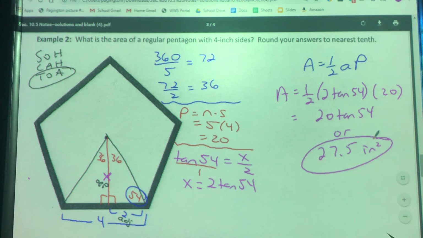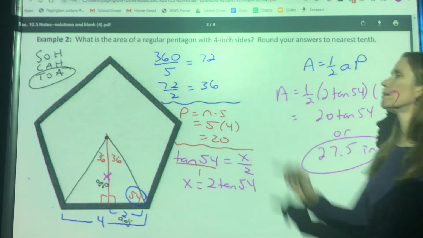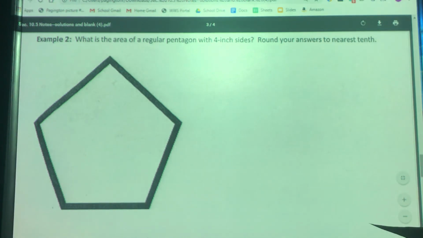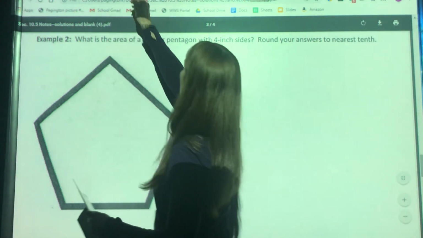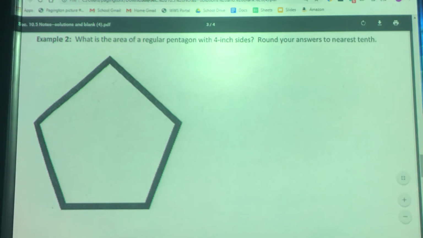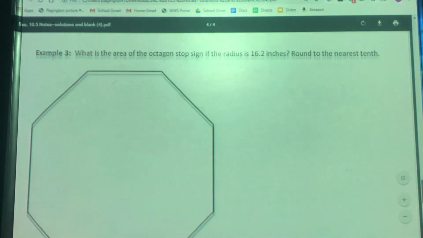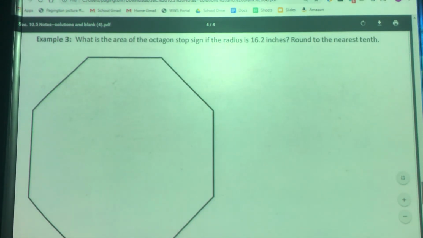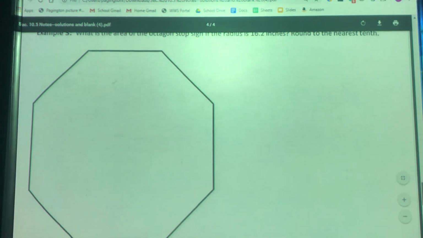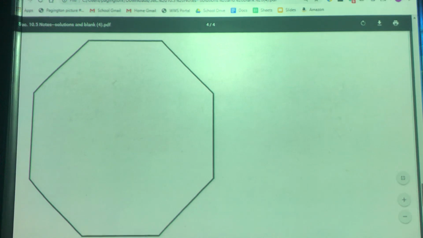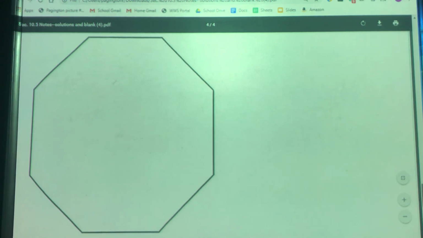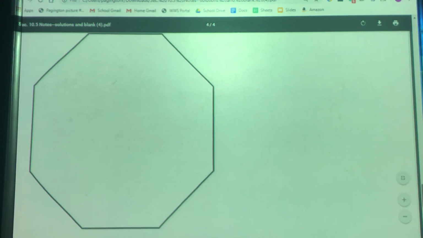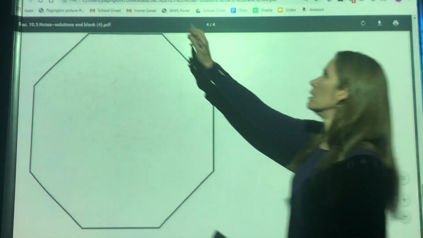All right, one more. These just take a while. So on the last one, we are going to find the area of an octagon. And this one's a little more messy, but it's all right. You can do it. I'm going to go ahead and move it up so you're not going to be able to see the wording, but we'll get it labeled on our picture.